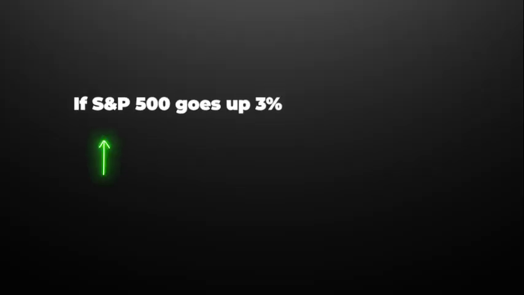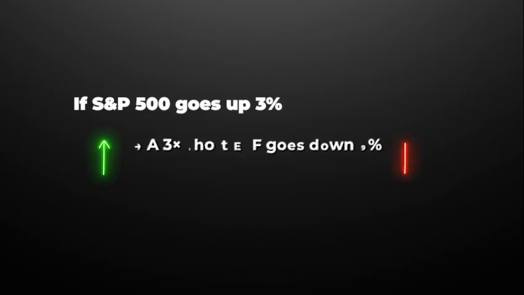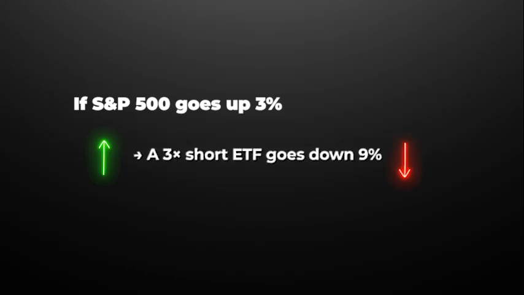If the long goes up by 3%, for example, the short will drop by 3%. If there's leverage applied, say for example the S&P 500 goes up by 3% on the day, the short that's leveraged by 3 times will go down by 9%. So just another thing to think about.